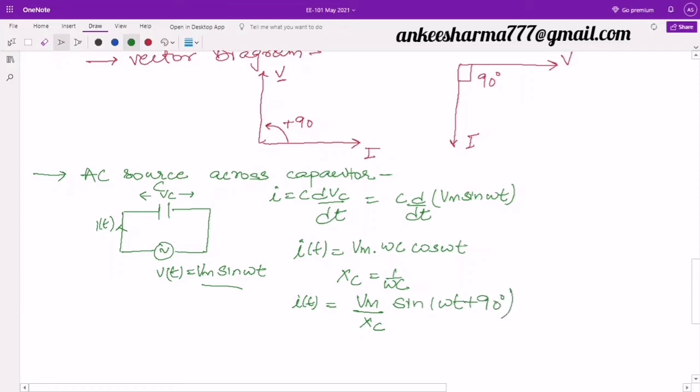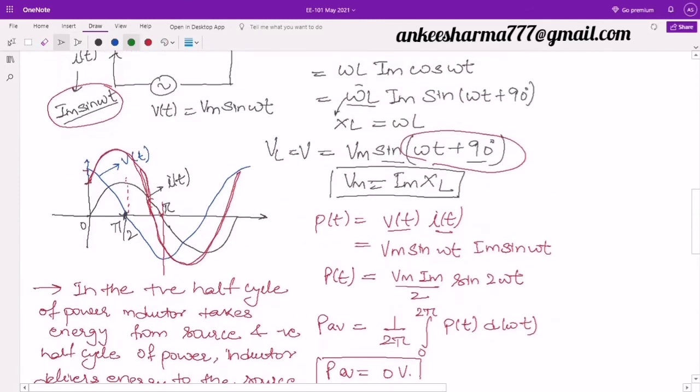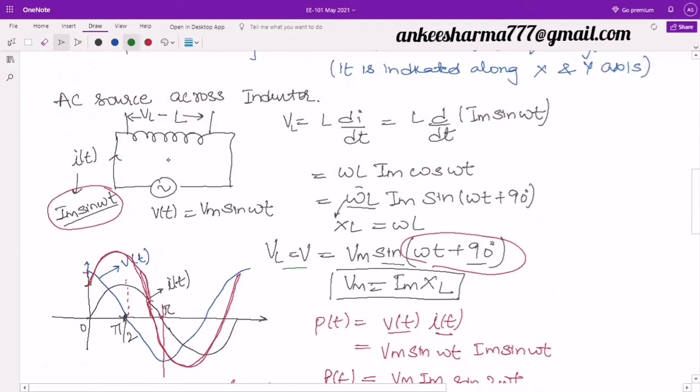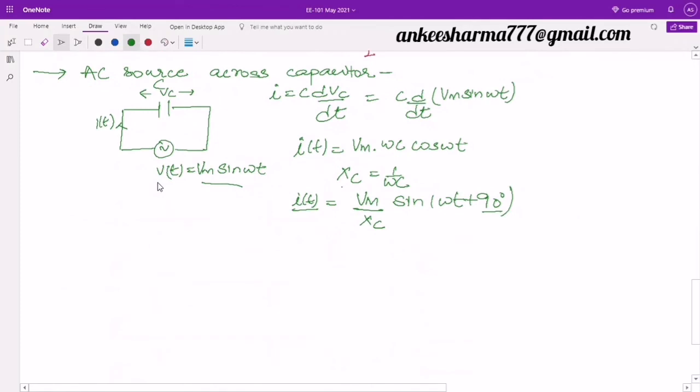Look here. In this scenario we are getting the current to be in advance by 90 degree, whereas in the case of the inductor we had the voltage in advance of the current by 90 degree. So this is the difference: in the case of the capacitor we have the current leading the voltage, whereas in the case of the inductor we have voltage leading the current. So if I draw these waveforms, I take this as my voltage now, because I have taken this as reference.